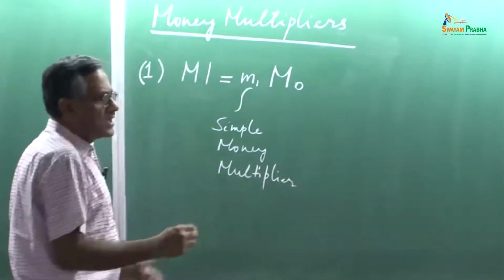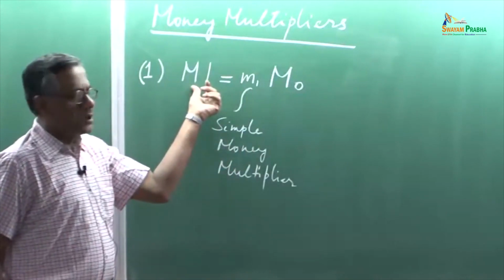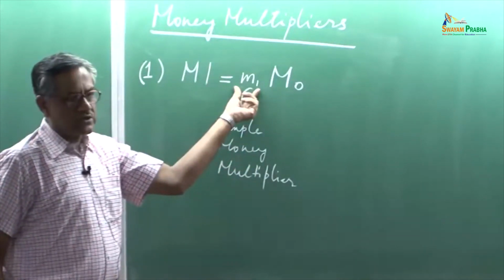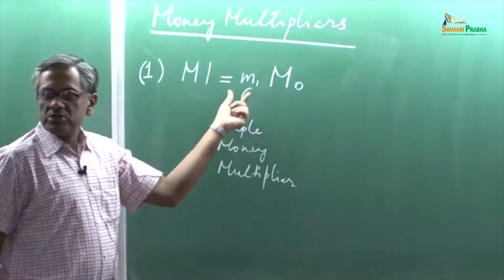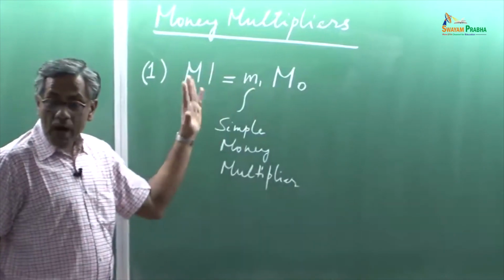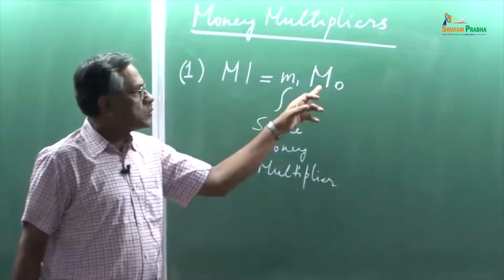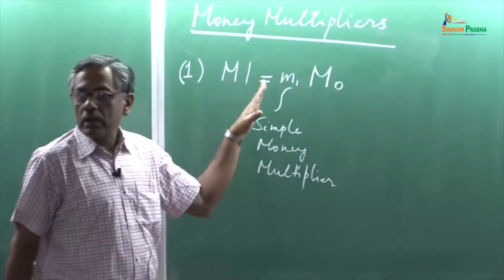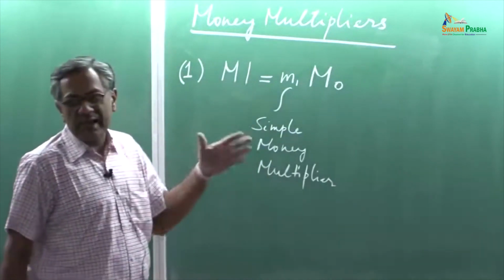So what I am saying is, if the monetary base changes, the effect on M1 will be via a multiplied effect. It will be a multiplied effect which depends upon the simple money multiplier, because I am talking about the narrow money relationship. One more multiplier I will do later, the complex money multiplier, which is the relationship between M0 and M3. Let us look at how it is obtained. It is obtained very mechanically.